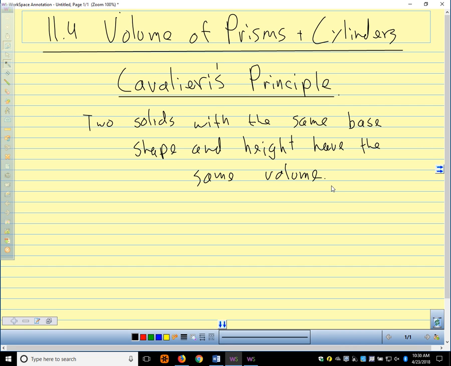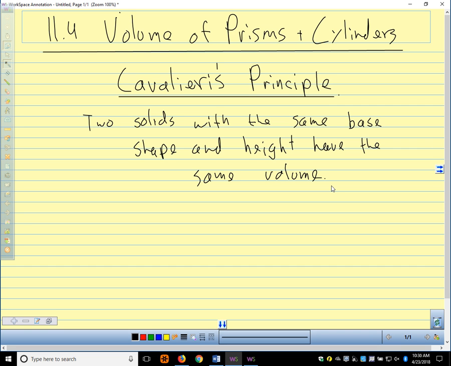So what Cavalieri's principle tells us is the volume of this rectangular prism is the same as the volume of some kind of slanted prism. Because I'm not changing how much space there is inside.